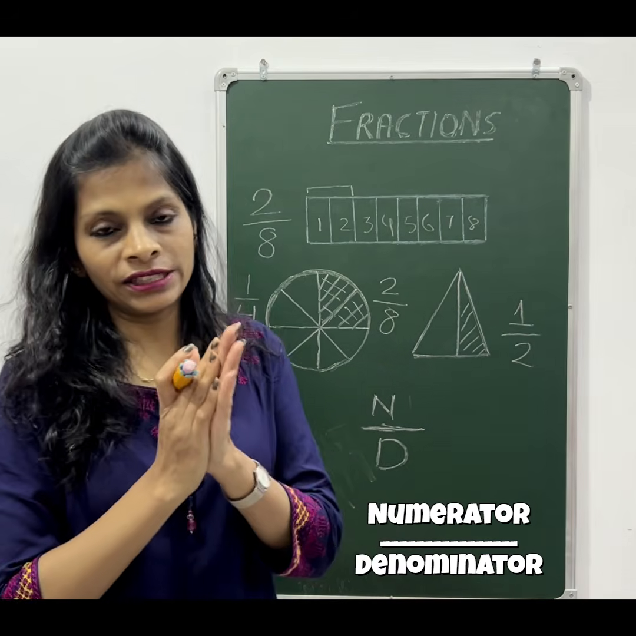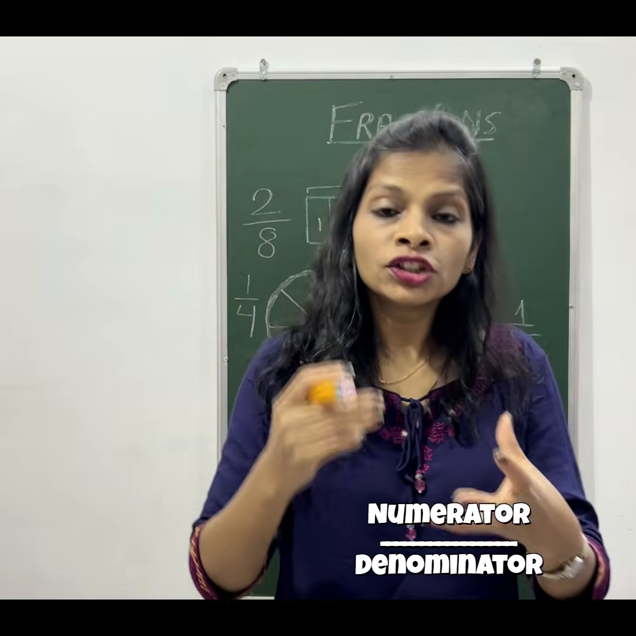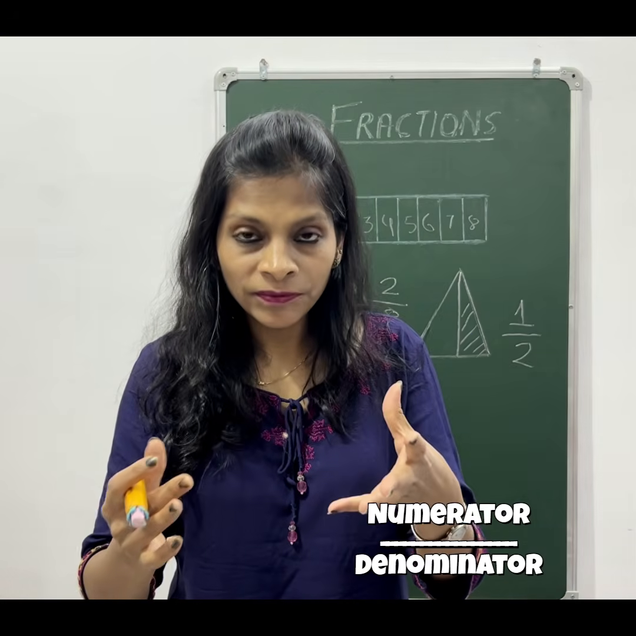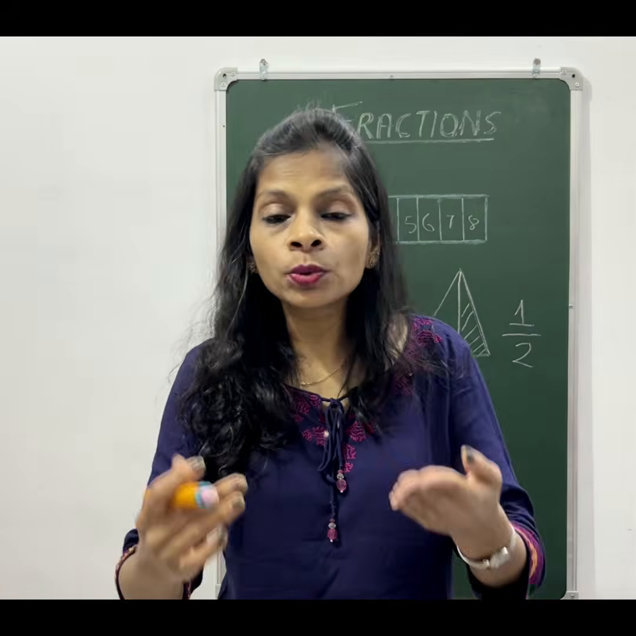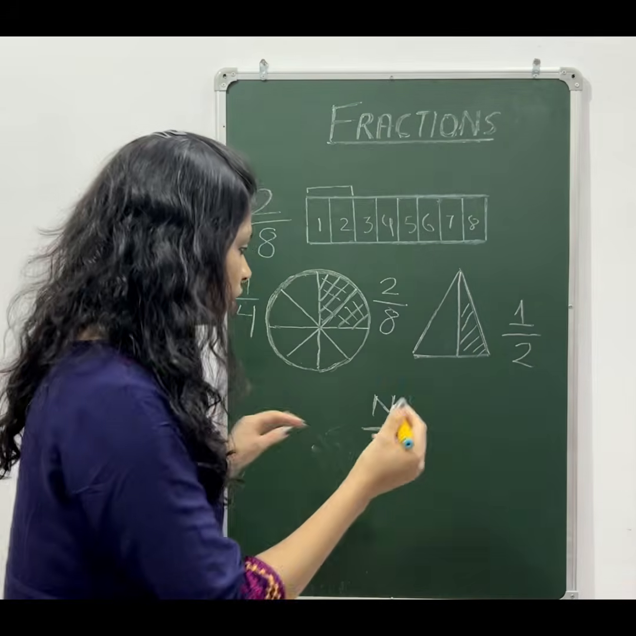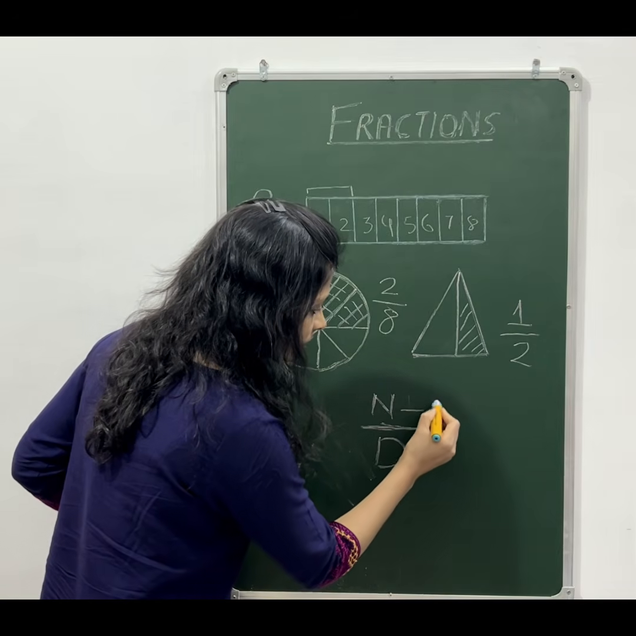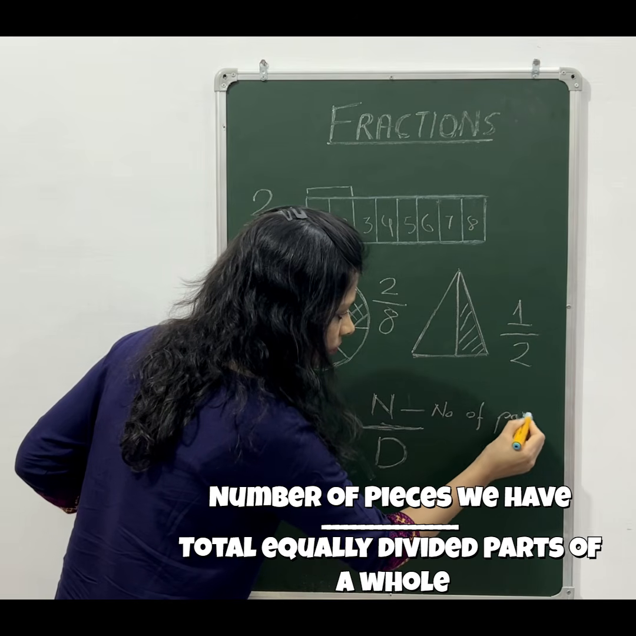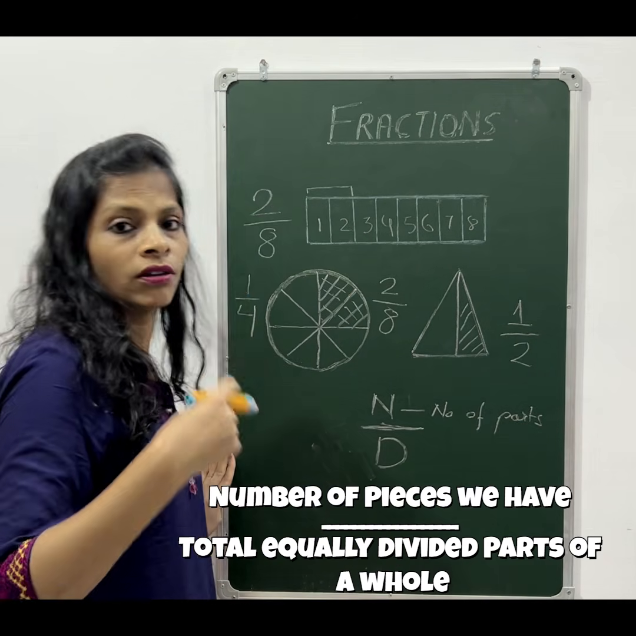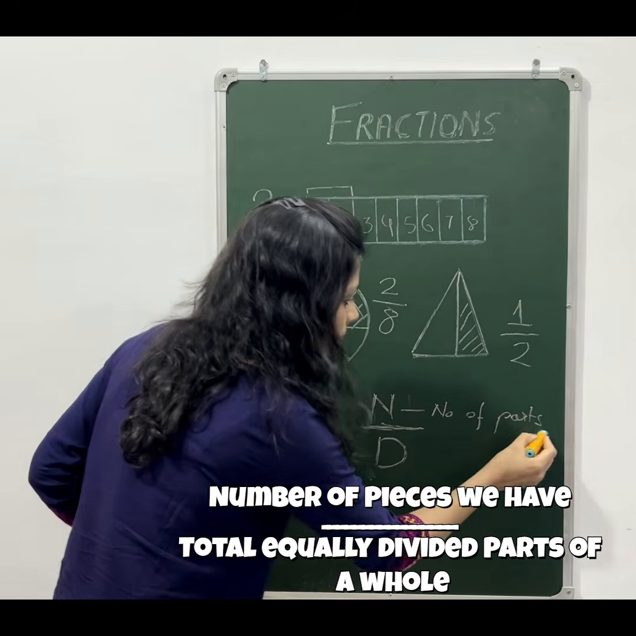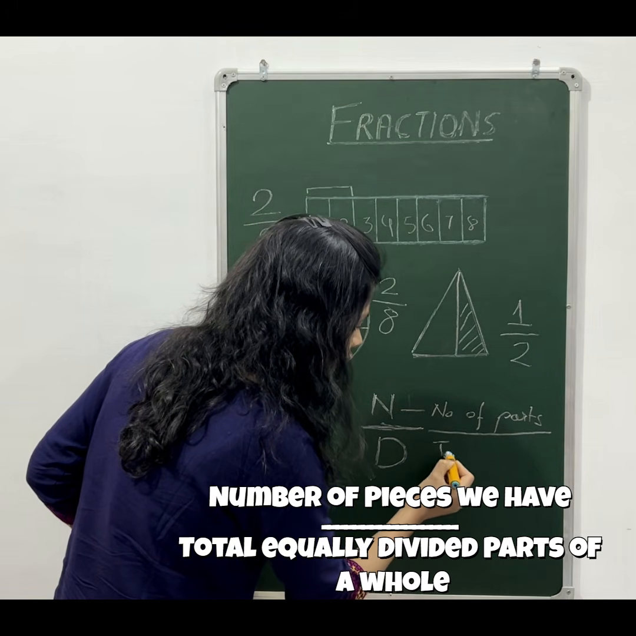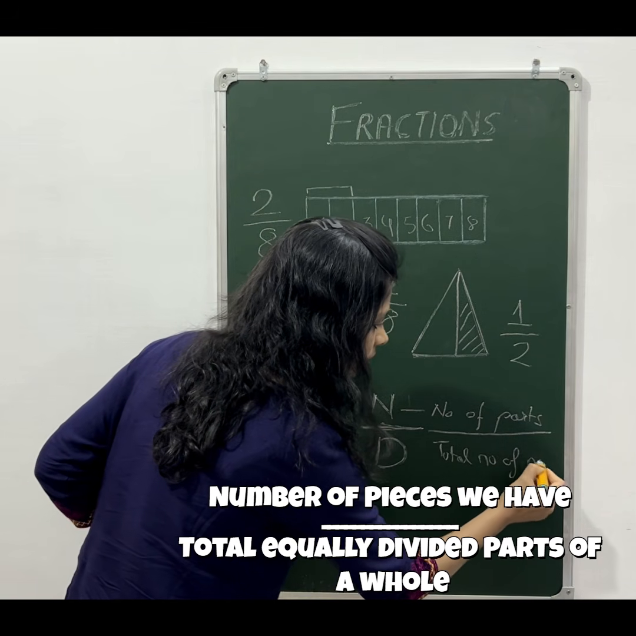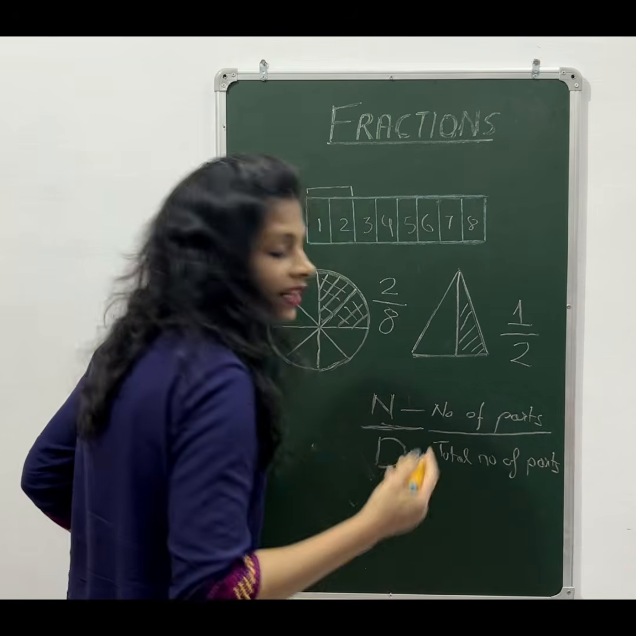What does the numerator represent? The numerator represents the portions or the number of pieces or the number of parts we are talking about, and the denominator represents the total number of parts. As simple as that. So the numerator is what? The number of parts that we are using or being eaten or anything, upon the total number of parts. That is what a fraction is.